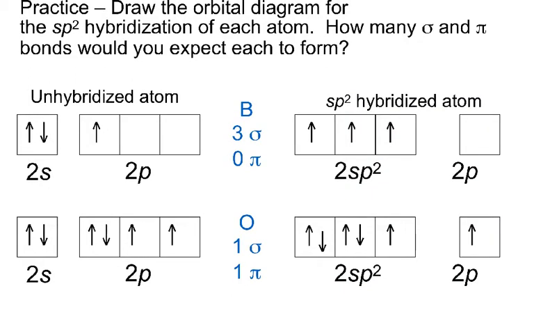And this explains why boron is an exception to our octet rule. It's because of this sp2 hybrid atom that gives 3 sigma bonds, and then our 2p is empty.